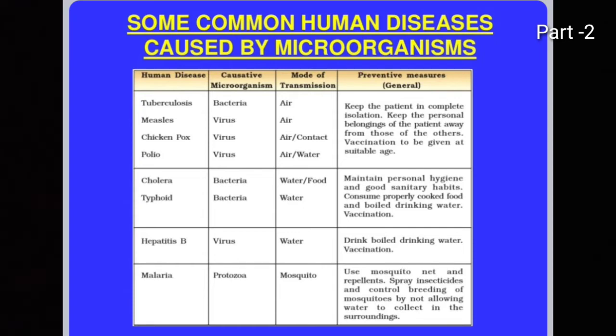So what are the preventive measures? You should use mosquito nets and repellents so that mosquitoes will not come near you. Spray insecticides and control breeding of mosquitoes by not allowing water to collect in the surroundings. So there should not be stagnant water, standing water, because these kinds of mosquitoes also act on the standing water.